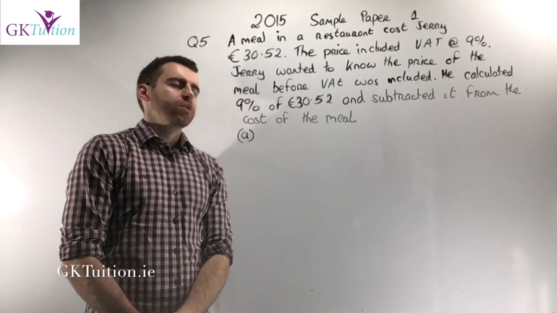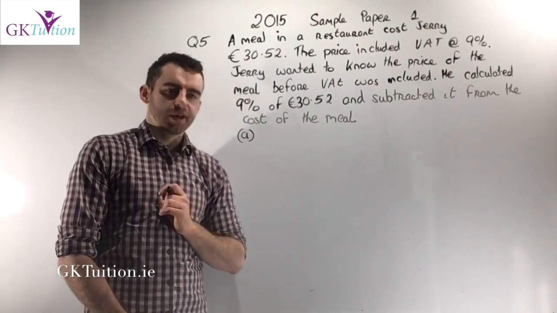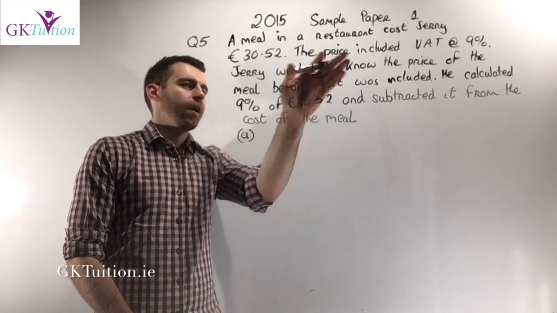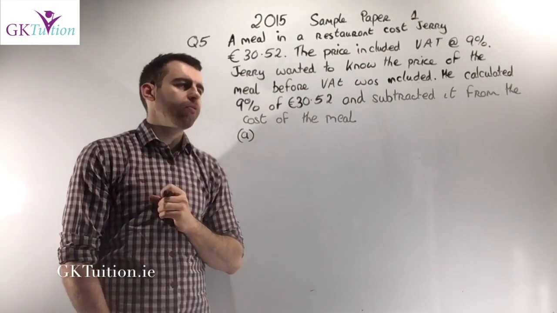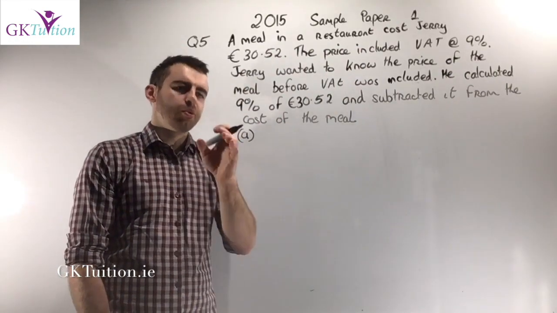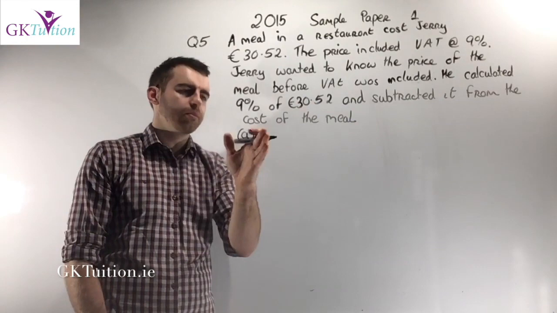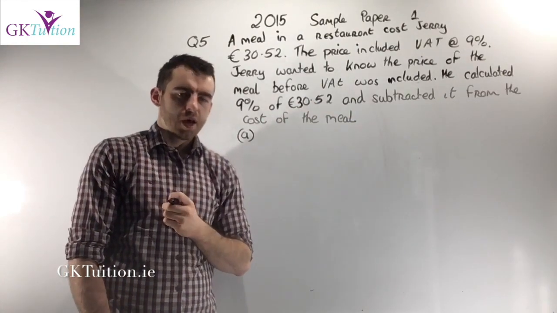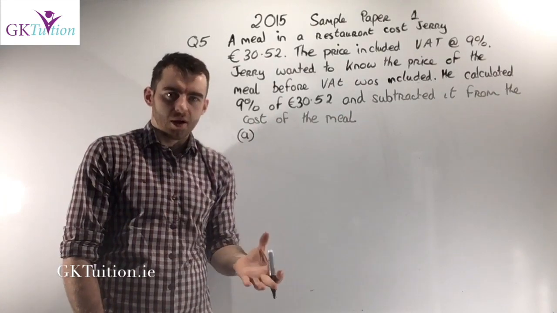In this question, we're told that a meal in a restaurant cost Jerry €30.52, and the price included VAT at 9%. Jerry wanted to know the price of the meal before VAT was included. So he got 9% of €30.52 and subtracted it from the cost of the meal. And the first part of the question says, explain why Jerry's method is wrong.